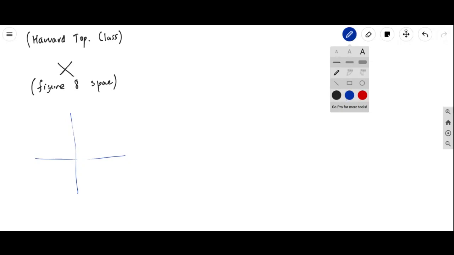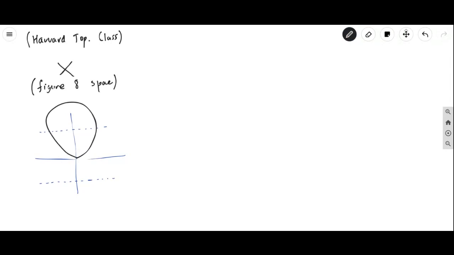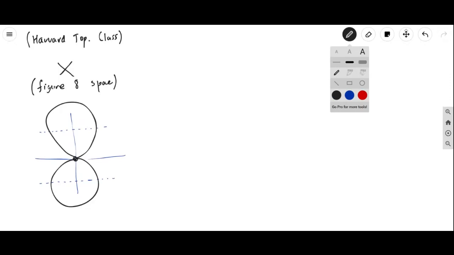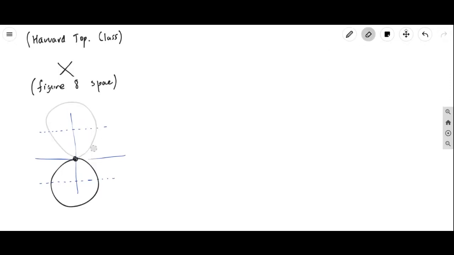Let's draw this. And we're going to have a circle going like this. It's supposed to be a perfect circle, but I'm not able to draw it. And then we're going to have another circle going like that. These pass through the center of the circles. And these circles have radius 1, of course, because why would you give them any other radius? This is the origin, horizontal, vertical axes. And so this is why it's called the figure 8 space.